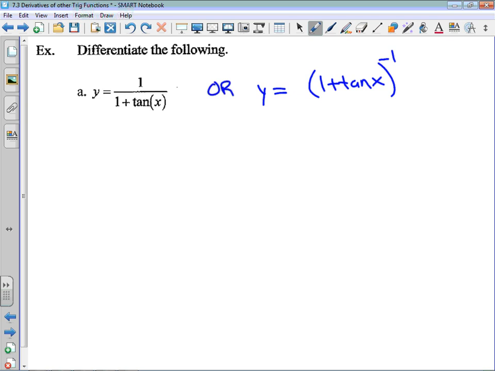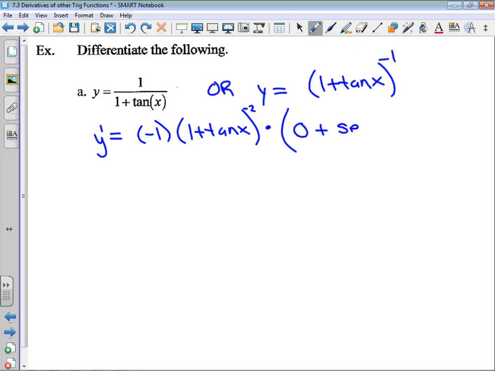So if y is equal to 1 plus tan x to the power of negative 1, y prime is equal to negative 1 times 1 plus tan x to the power of negative 2, multiplied by the derivative of the inner function. The inner function is 1 plus tan x. The derivative of 1 is 0, plus the derivative of tan x, which is secant squared x.